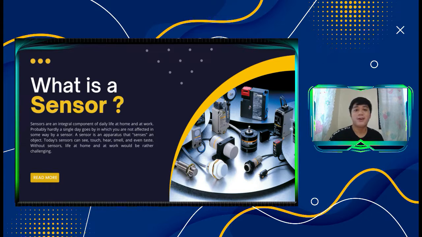Sensors are a part of everyday life at home and work. There's probably not a day that goes by where we aren't impacted in some way by a sensor. A sensor is a device that senses something. Today, we have sensors that can see, feel, hear, smell, and even taste. Without sensors, our home and work lives would be quite difficult.